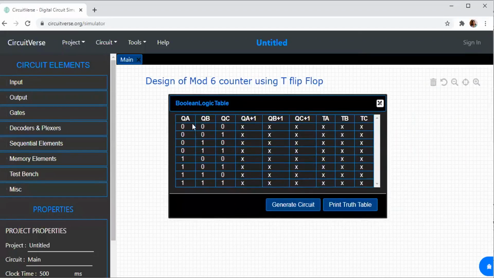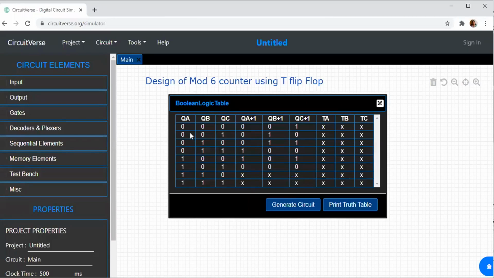QA, QB, QC represents the present state. If your present state is 0, 0, 0, the next state will be 0, 0, 1. If your present state is 0, 0, 1, the next state will be 0, 1, 0. This will be 0, 1, 1, then 1, 0, 0. After 4, which is 1, 0, 0, this will be 5. After 5, it will not go to 6; it will go to 0, 0, 0. These two states will not be counted.